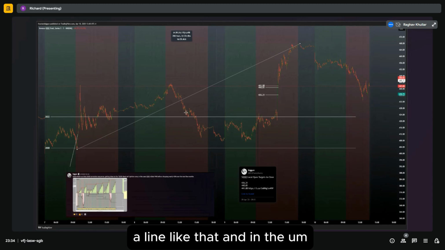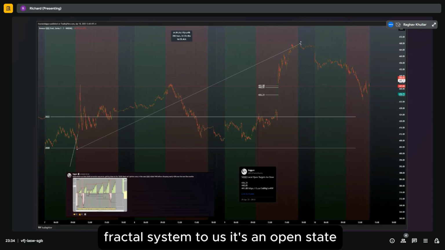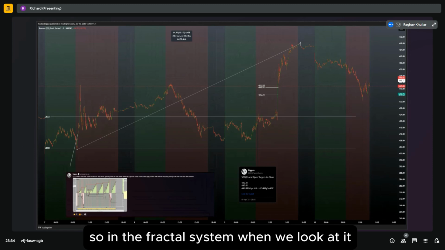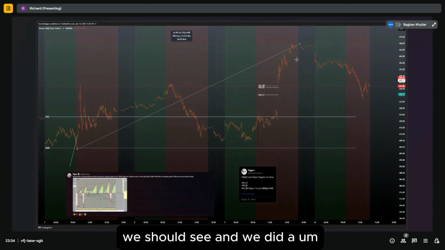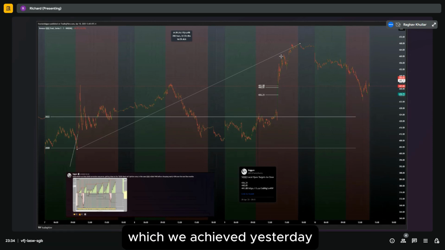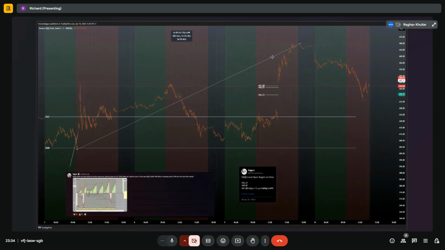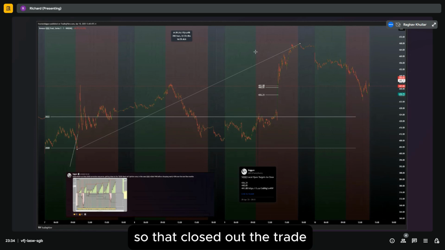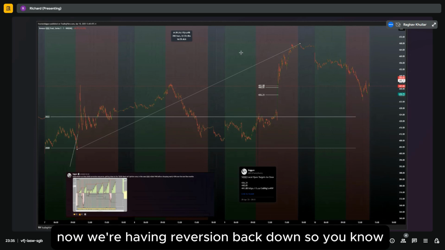And in the fractal system, to us, it's an open state. So in the fractal system, we did a 460.6 open state on the QQQ, which was right up there, which we achieved yesterday. So that closed out the trade. Now we're having reversion back down.